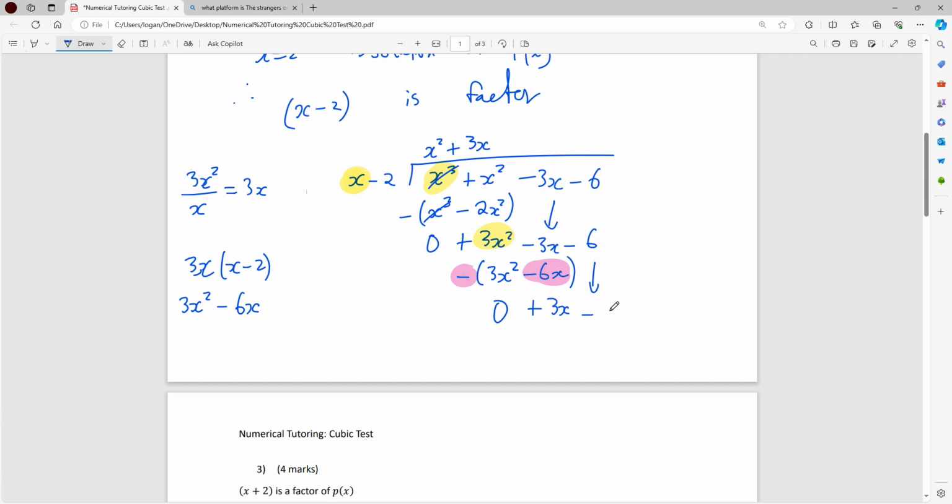Then move this negative 6 down, okay? Then it's just the same step again. So this divided by the x. So I'll just write that here on the side.